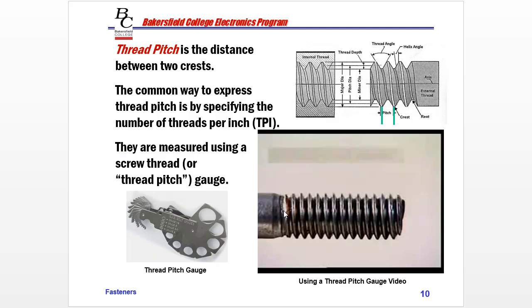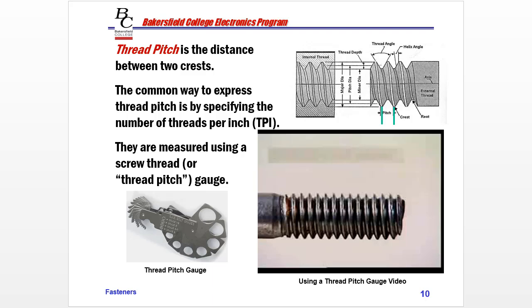So here you can see the thread angle between these faces, and you can also see the helix angle because it's going at an angle. So thread pitch is a distance between the two crests. So from one crest to another. The common way to express thread pitch is by specifying the number of threads per inch.